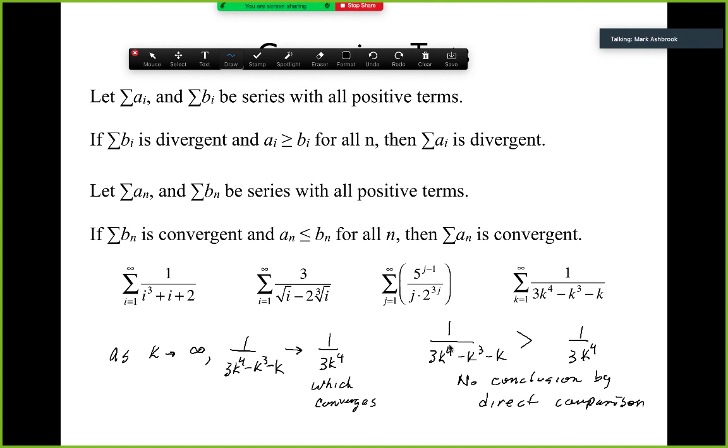So although we can't conclude it converges by direct comparison because the terms are all bigger than this, we use what's called limit comparison. So therefore, this one does converge because it virtually ends up like this in the end, in the limit, right? So therefore, the series converges by what's called limit comparison.